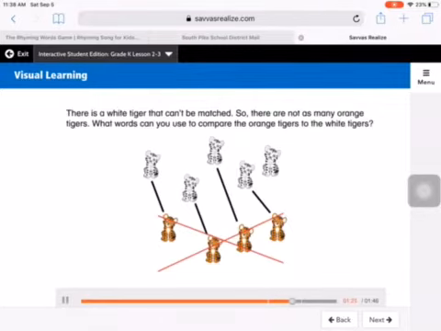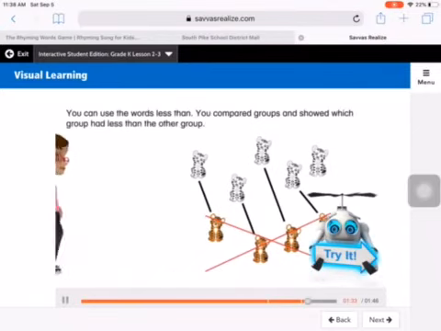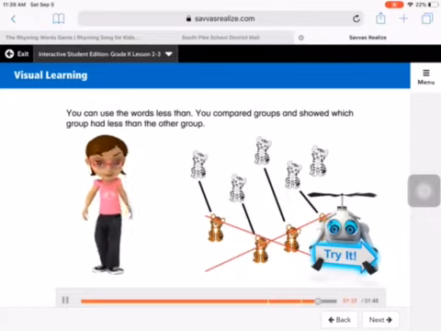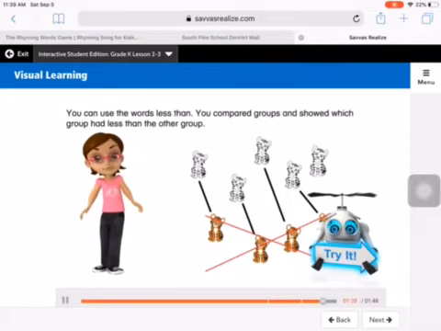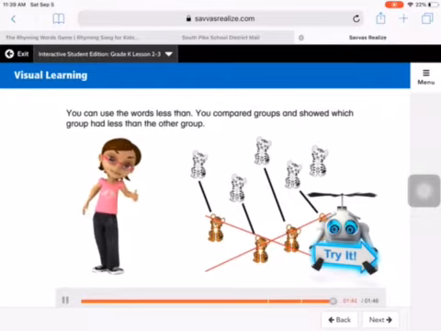What words can you use to compare the orange tigers to the white tigers? You can use the words less than. You compared groups and showed which group had less than the other group. Good job!